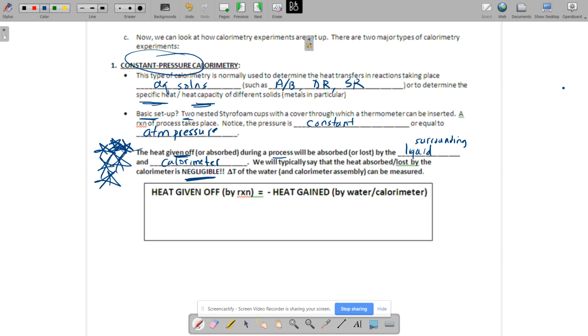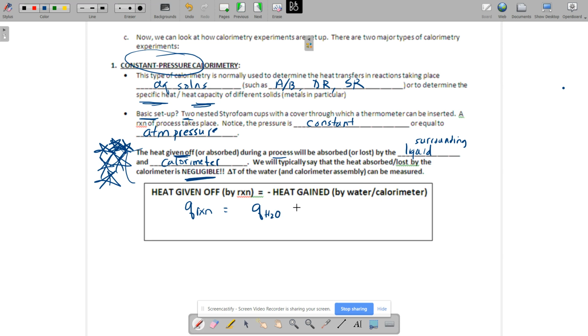I'm going to take what was said here and put it in symbols. So the heat given off, our symbol for heat is Q. Oh yes, look, there's the bell. Please excuse that. So the heat given off, we'll call that Q of reaction. Make sure and label your Qs. That's extremely important. It's going to equal the heat gained by the water.